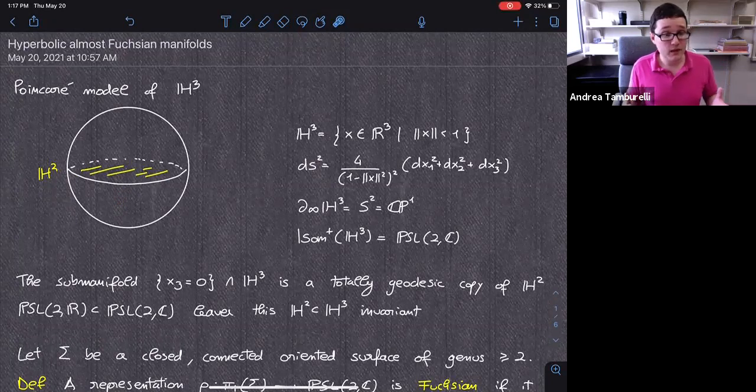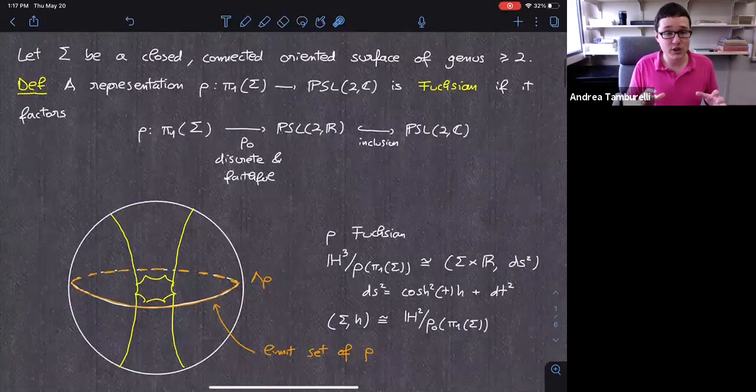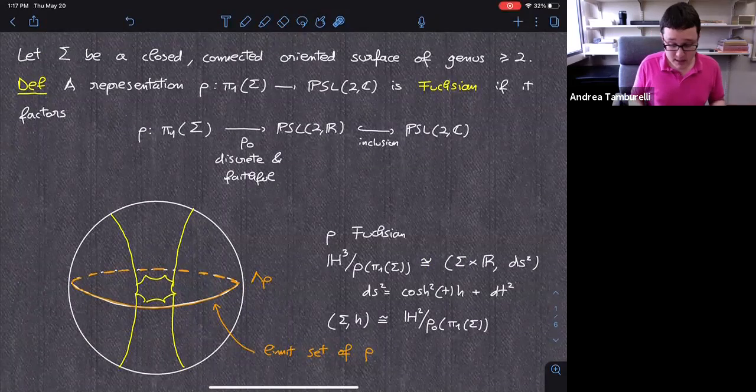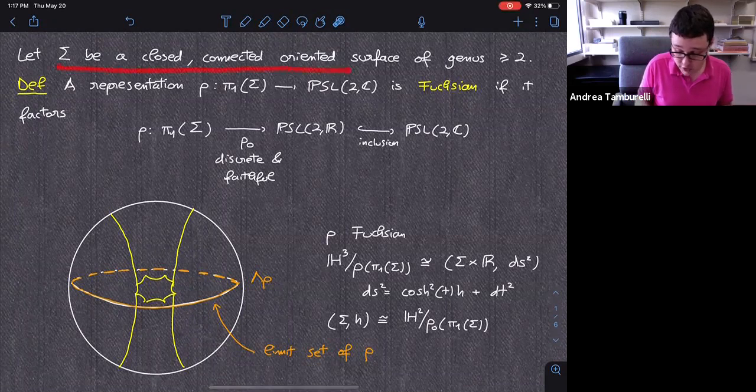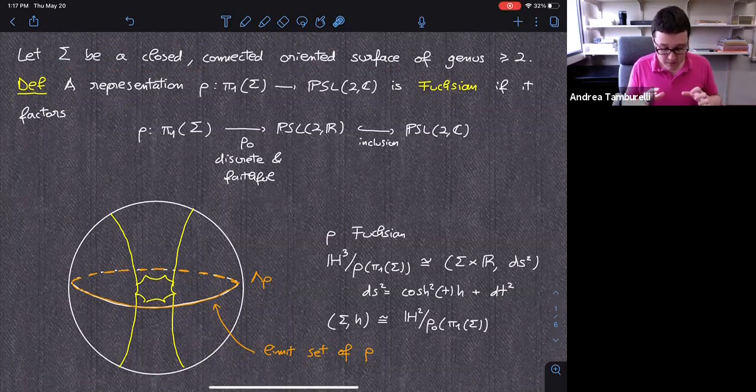Okay, so we are interested in hyperbolic three manifolds, so manifolds that are locally isometric to hyperbolic space. And we are going to construct these three manifolds by considering representations of the fundamental group of a closed connected oriented surface of genus at least 2 into PSL2C. And the most basic representation we can think of is a Fuchsian representation. So a representation from the pi1 of sigma into PSL2C that actually factors through a faithful and discrete representation into PSL2R.